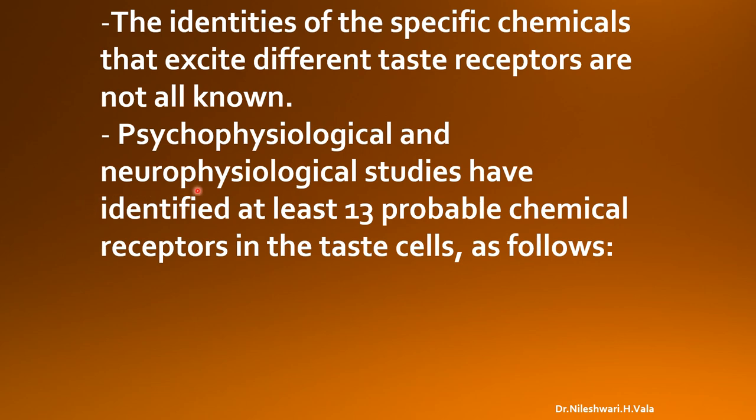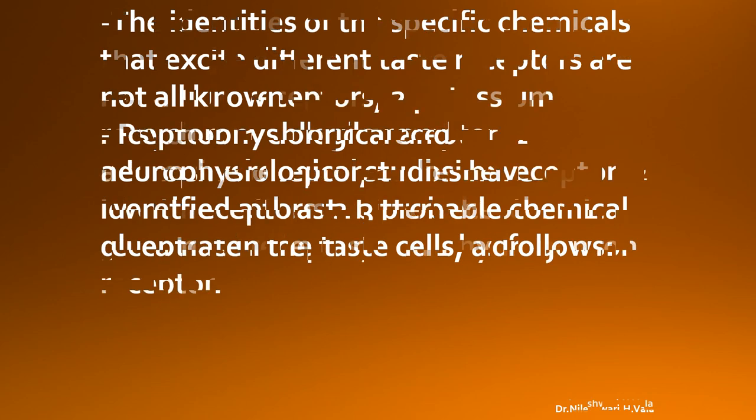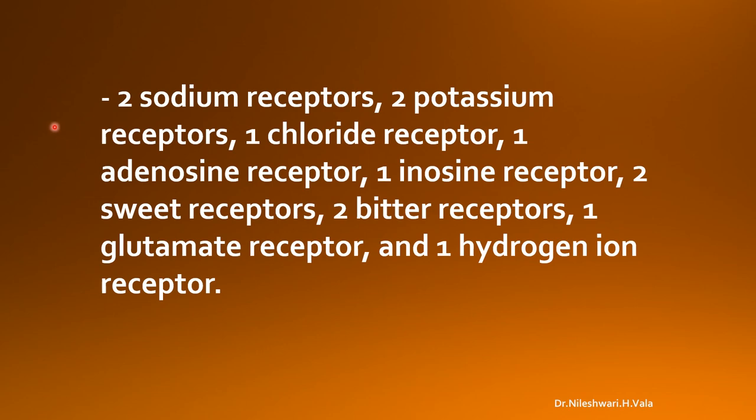Psychophysiological and neurophysiological studies have identified at least 13 probable chemical receptors in the taste cells. And these are 2 sodium receptors, 2 potassium receptors, 1 chloride receptor, 1 adenosine receptor, 1 inosine receptor, 2 sweet receptors, 2 bitter receptors, 1 glutamate receptor, and 1 hydrogen ion receptor.